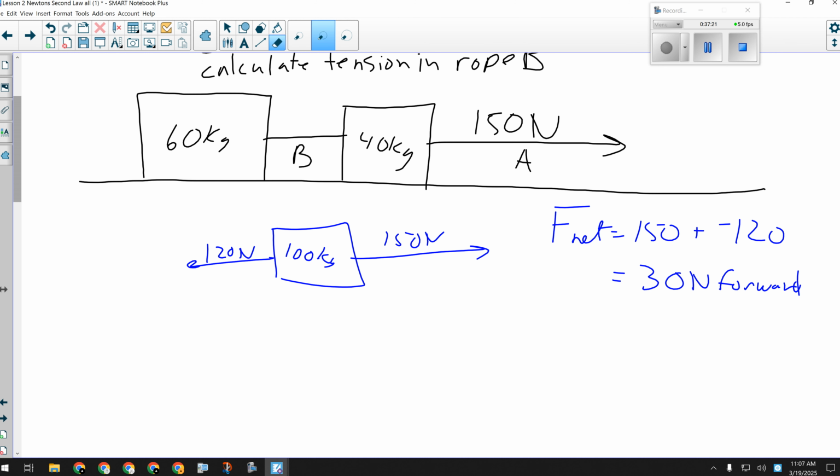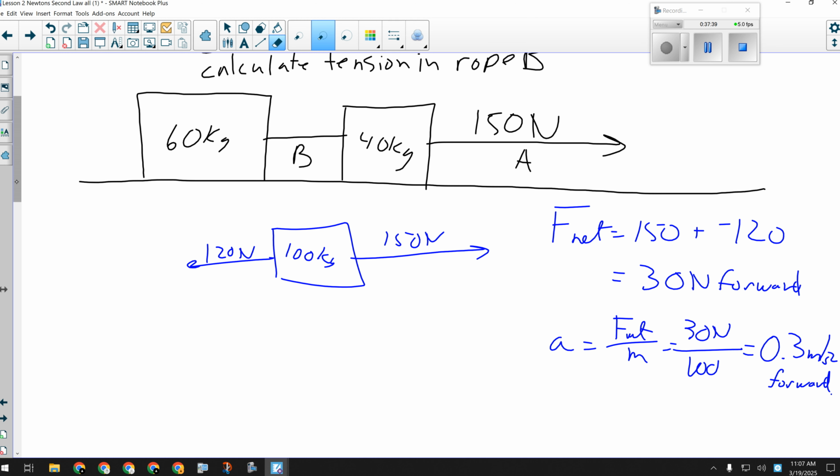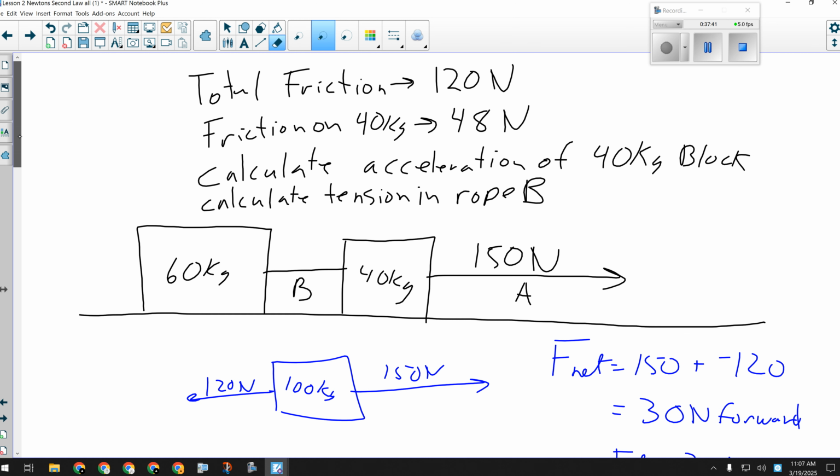That means I can also calculate the acceleration. Acceleration is F net divided by mass. 30 newtons forward divided by 100 kilograms is 0.3 meters per second squared forward. Okay, so that answers what is the acceleration of the 40 kilogram block, because that's the acceleration of the system, and the 40 kilogram block is part of the system. So it would have the same acceleration.